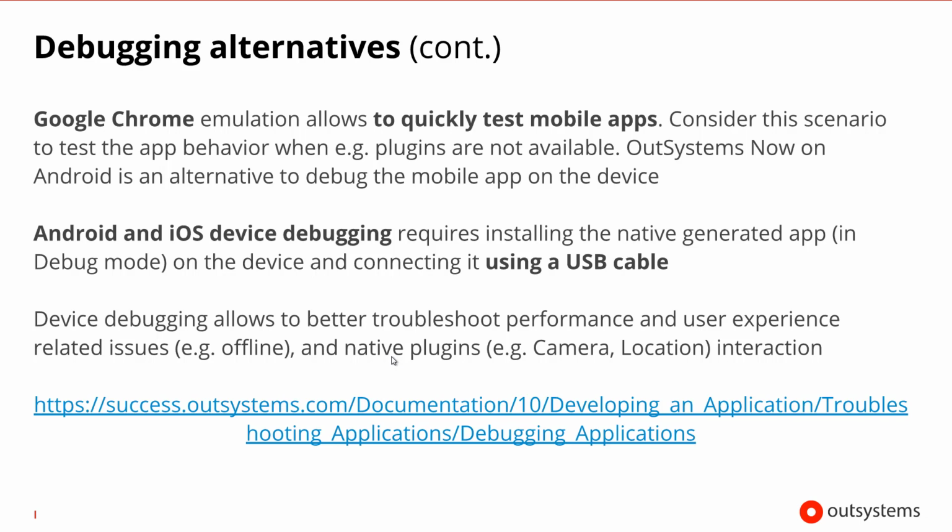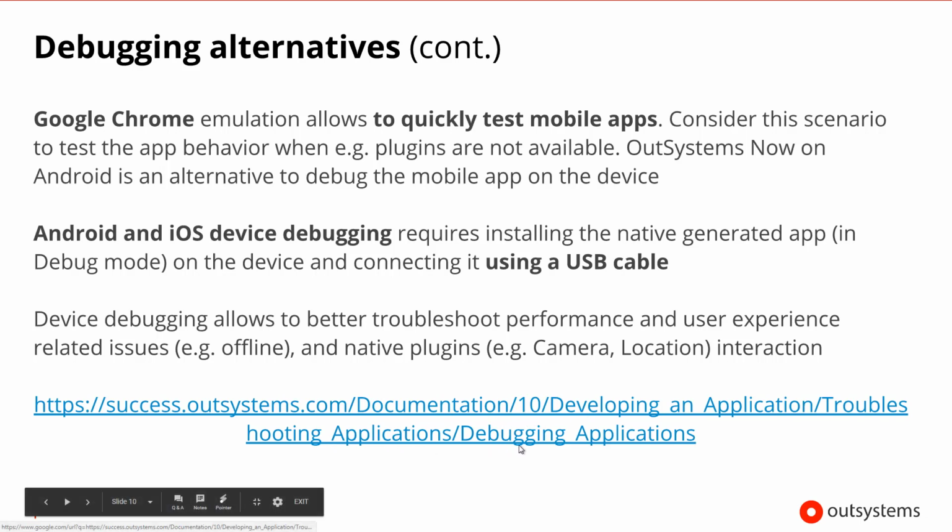To get more information about debugging in general, you can go to the OutSystems 10 documentation and look inside of Troubleshooting Applications and look at the Debugging Applications article.